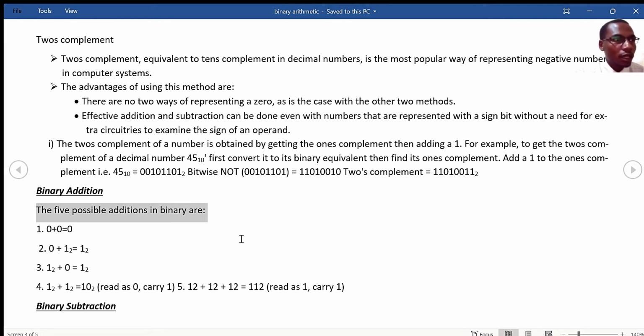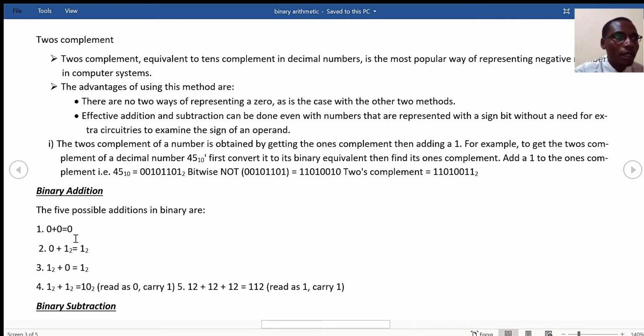Let us start with 1. A binary number 0 and another 0. So 0 plus 0, which is a binary number, will give you 0. Also in decimal numbers, it is the same. 0 plus 1 will give you a 1. I want you to note this very well because we are going to use it. 0, which is a binary, plus 1, which is also under base 2, gives you 1.